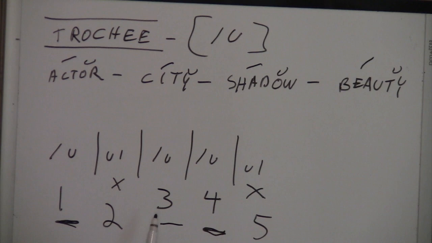You rarely, but occasionally it happens, but very, very rarely see a troche in the second or the fifth foot of an iambic pentameter line. So if you have a troche in the second or the fifth foot of an iambic pentameter line, go back and look at your scansion because you may have made a mistake. So just remember, it shows in the first, the third, and the fourth. And now we're going to scan some lines together that take troches.